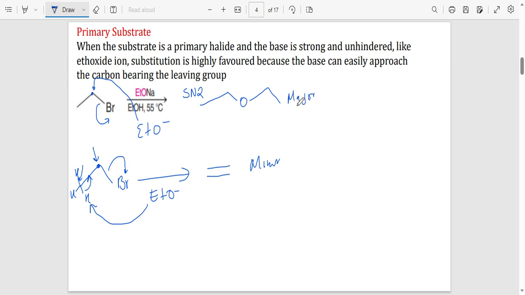Why? Because we are using a strong unhindered base. It is strong, meaning it can easily attack the carbon that contains the leaving group, and unhindered, meaning it can easily penetrate and be able to attack. That is why the major product is this one, rather than the E2 product.